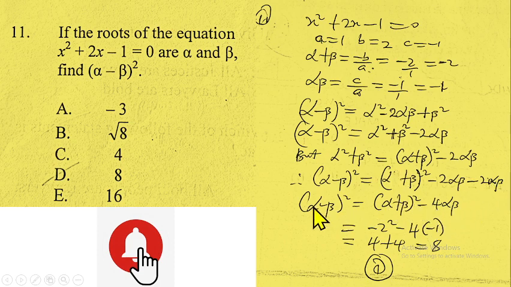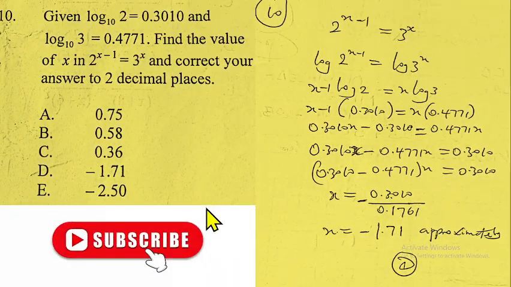Now the expansion is in terms of alpha plus beta and alpha beta, and we know both values. So we can substitute. Alpha plus beta is minus 2, so that gives minus 2 squared minus 4, and alpha beta is minus 1. Minus 2 squared gives 4, then minus times minus gives plus, so 4 plus 4 gives 8. So option D is the correct option for question number 11.